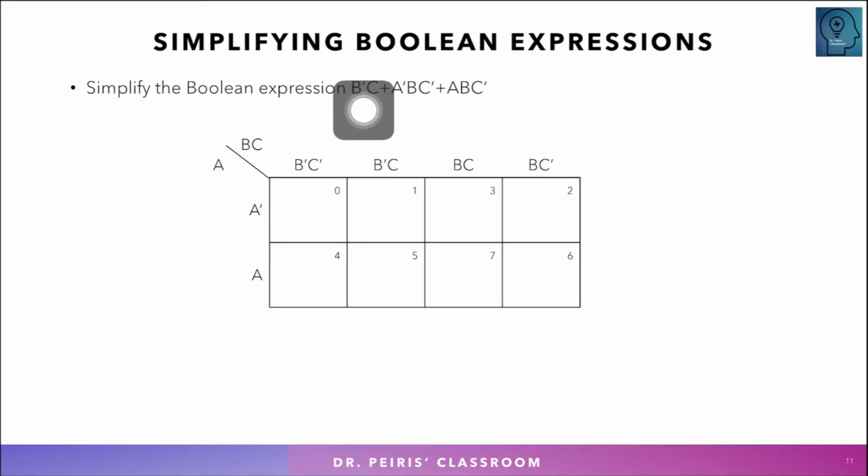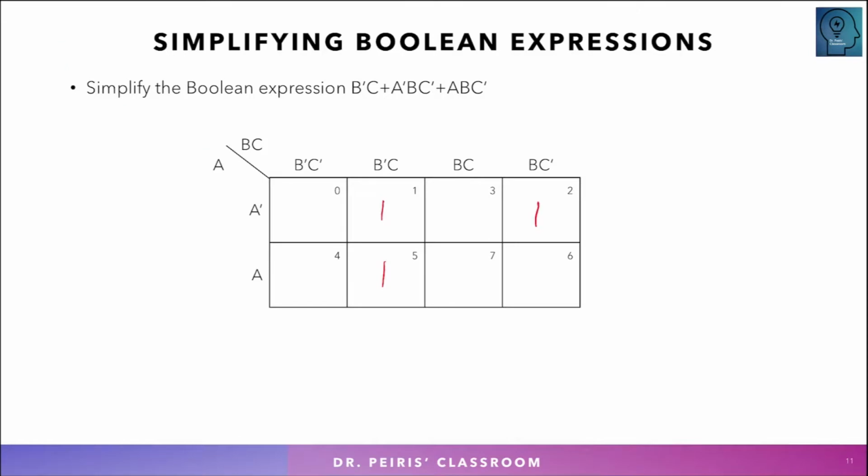So you're basically going to look at each and every term and then put the ones on the K-map. So this is B prime C, which means I need to put ones in both minterms 1 and 5. So B prime C corresponds to this one. The next one, A prime B C prime. A prime is this entire row, but I need BC prime. So this square corresponds to A prime BC prime.